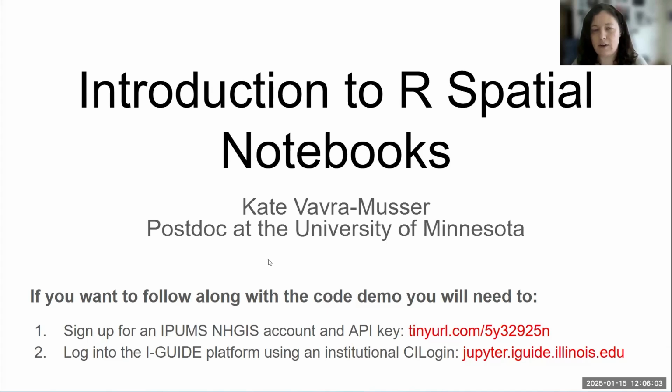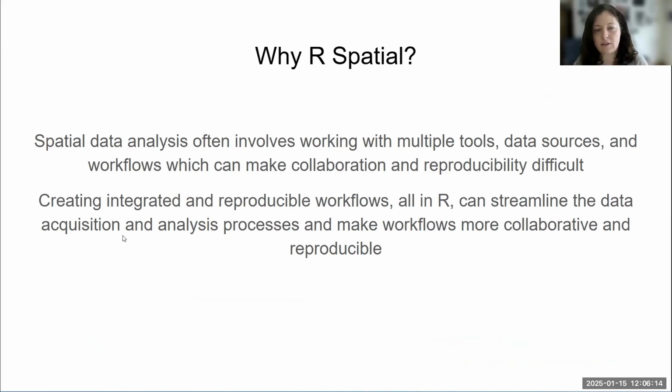And I'll get a little bit more into how we can use the API and IPUMS NHGIS data and spatial data workflows within R. So why did we start working on this R Spatial project? As many of you know, if you work with spatial data, workflows often involve a lot of different tools. Maybe you're working in GIS and code and some other platforms. Sometimes that can make workflows complicated, or collaboration or reproducibility difficult.